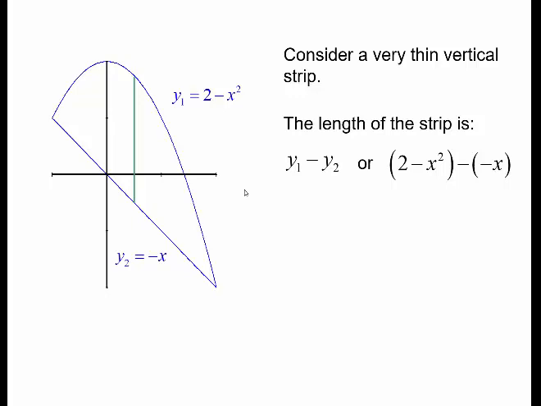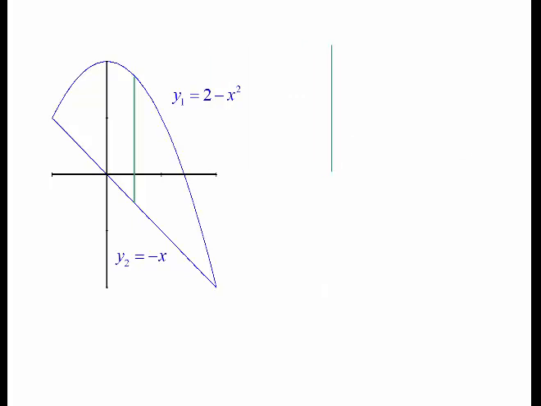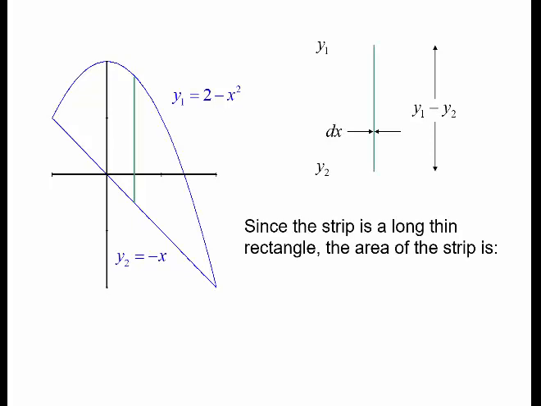Another way you can do it is instead of writing it as y1 minus y2, you could do 2 minus x squared minus x. Since the width of the strip is a very small change in x, we call that dx, or the differential of x. We talked about that before. So this is our length, and this is our width. Since the strip is a long, thin rectangle, the area of the strip is length times width. This length is 2 minus x squared, minus x, so it became plus x. That's our length, and our width is dx.